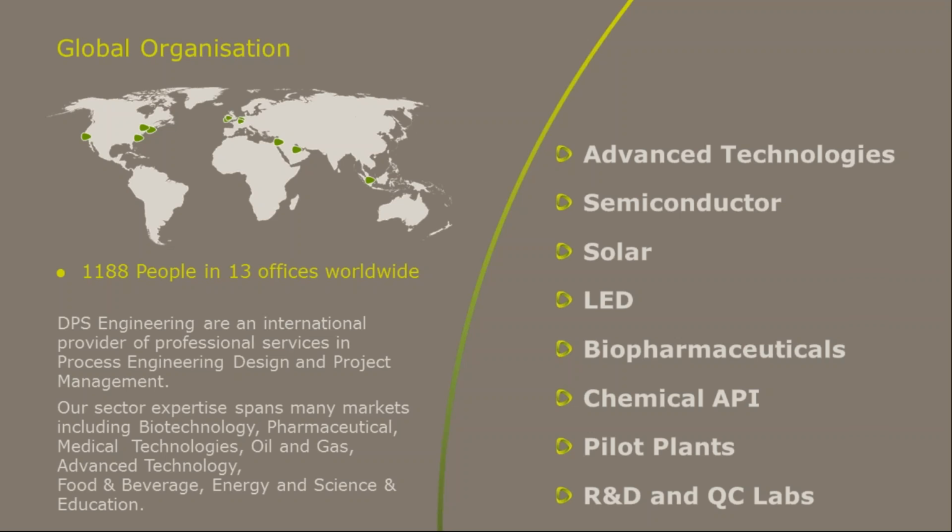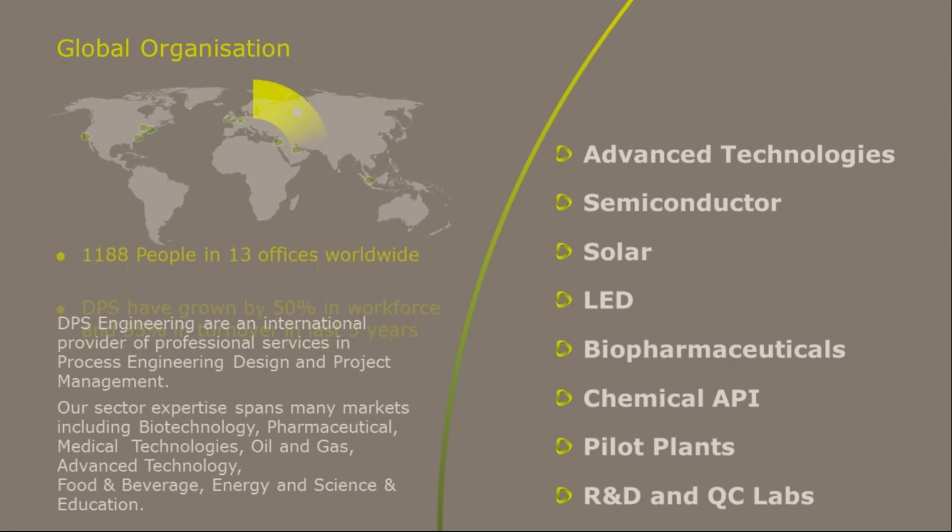DPS, we're a global organization. We are a professional services firm in process engineering, design and project management. We work across a number of sectors, including advanced technologies, biopharma, life sciences, solar, LED and R&D and QC plants. At this current point we have 1,188 people employed in 13 offices worldwide.